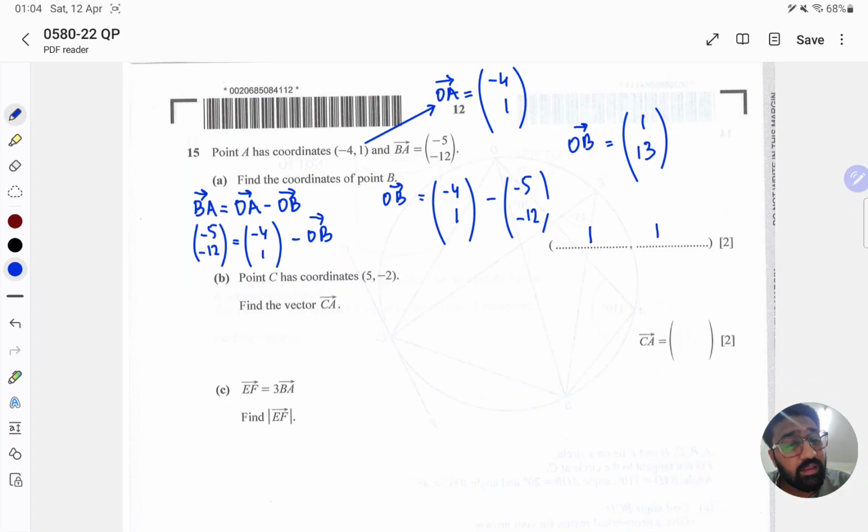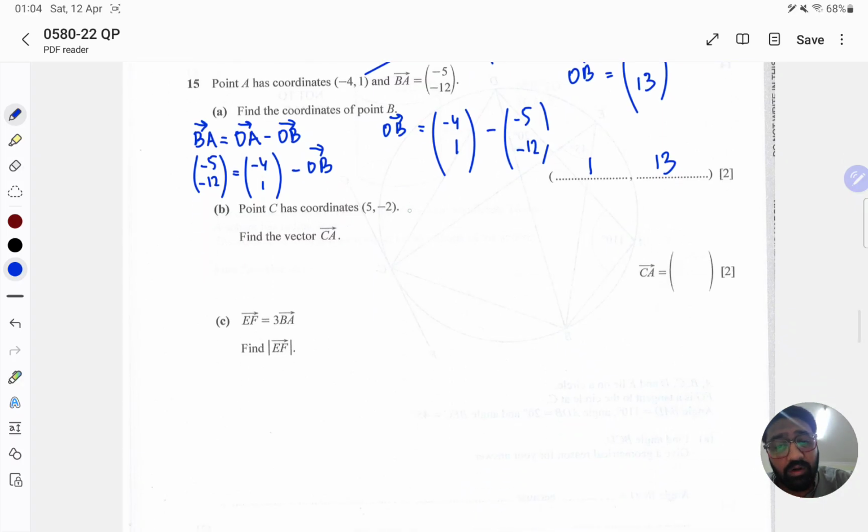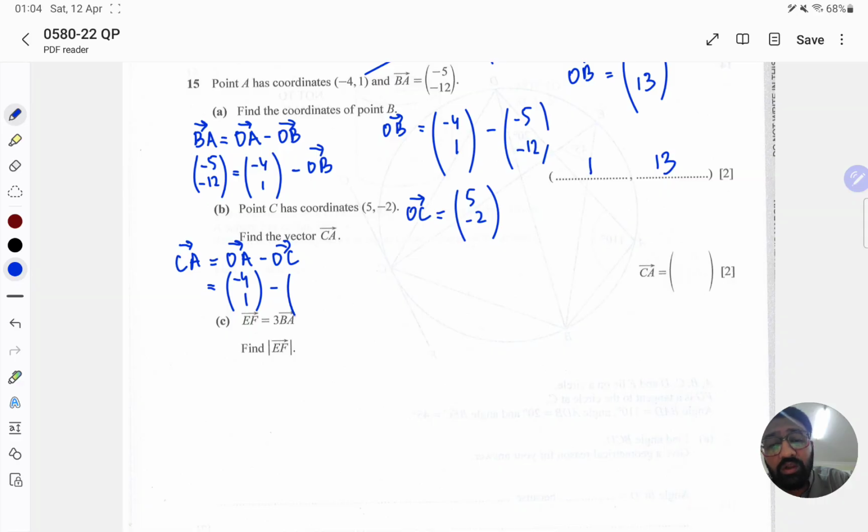So it will be 1, 13. Part B says that point C has coordinates 5, -2. Find the vector CA. Okay, again coordinates are given to us, so OC will be 5 and -2. CA can be written in the form of position vector, which will be OA minus OC. So we need to find out CA. We have the coordinates for both of them. OA coordinates are -4 and 1, and OC coordinates are 5 and -2.